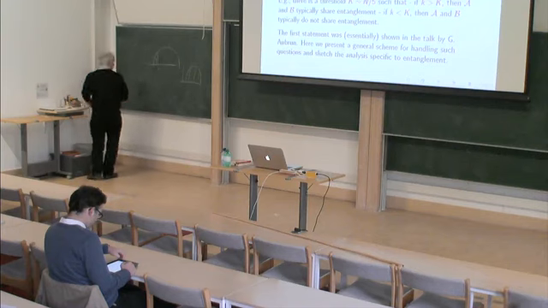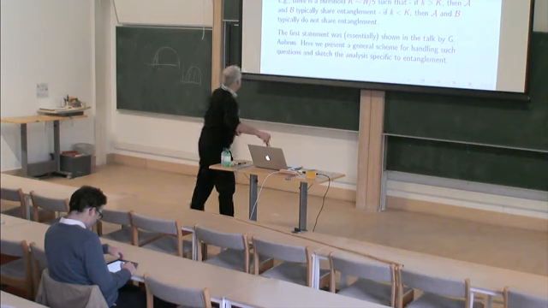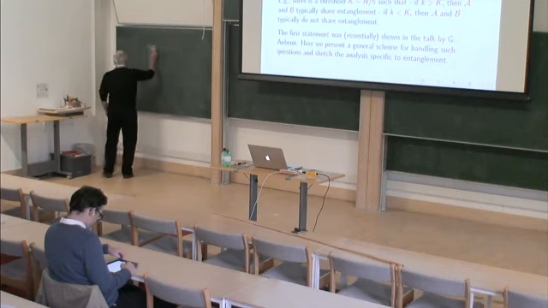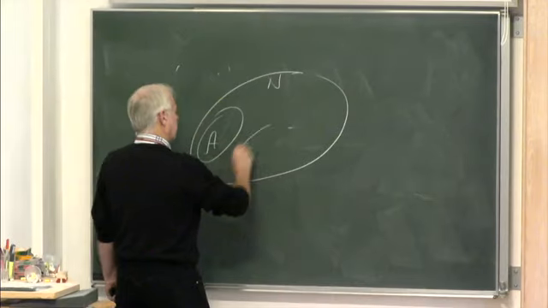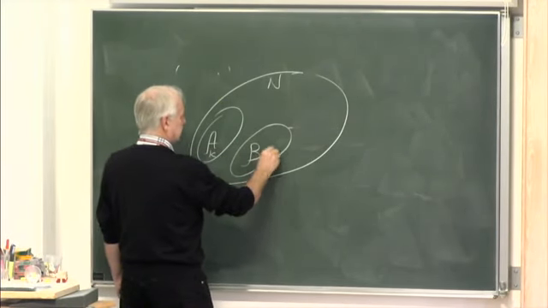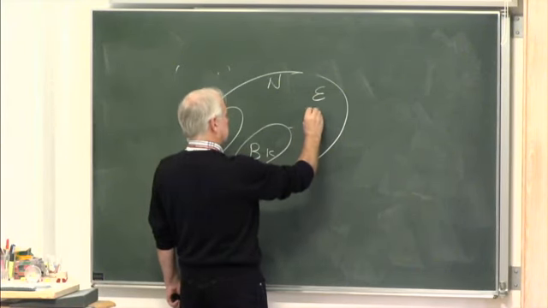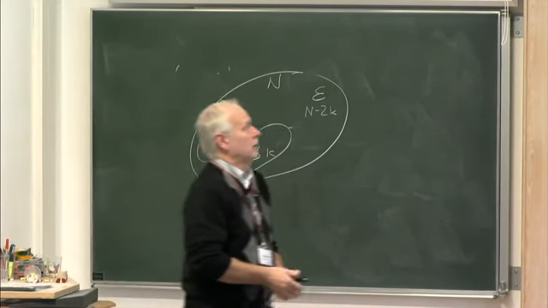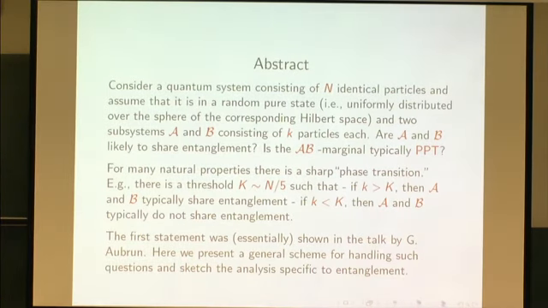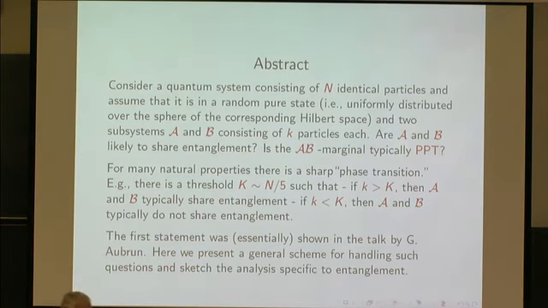We have a system consisting of n particles, and then we have two subsystems, A and B, of k particles each. The remainder we identify with the environment, and that of course is n minus 2k. Now we're assuming that the entire system is in a random pure state, by which we mean a state uniformly distributed on the sphere of the corresponding Hilbert space, or the projective space, which is the same in this case.